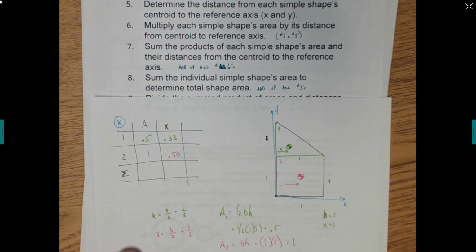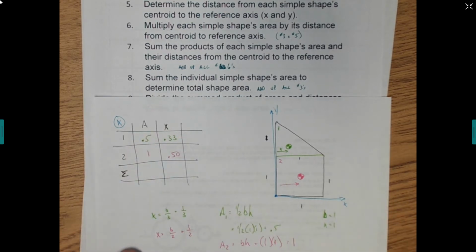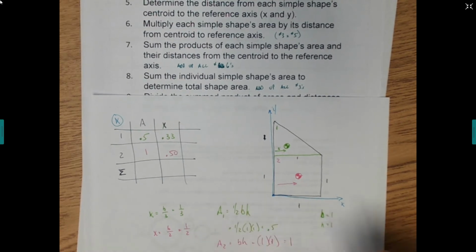Number 6: multiply each simple shape's area by its distance from centroid to reference axis. That sounds confusing, but it just means multiply the area times this distance that we just found. So we're going to multiply across. If I can find my calculator, we will multiply across. There it is.